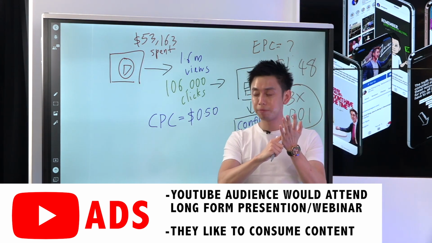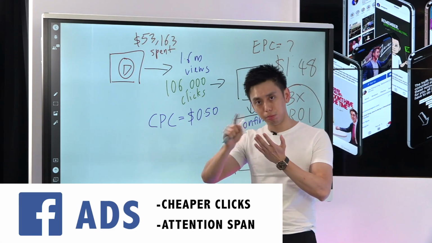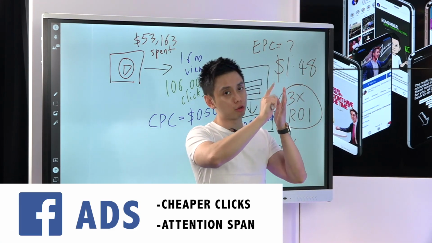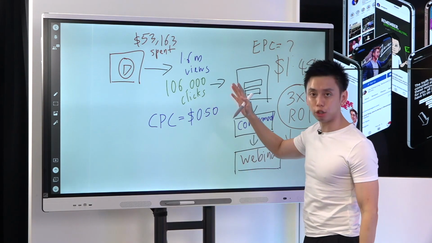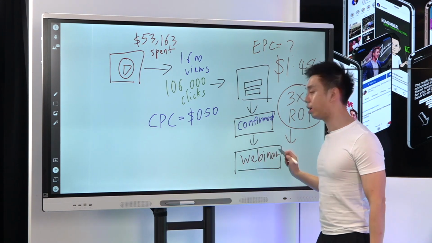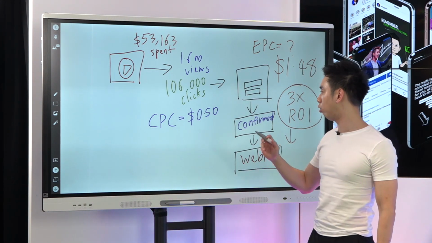Whereas for Facebook, you might get clicks much cheaper. But guess what? They're just scrolling. Their attention span isn't necessarily like YouTube. For them to give you their time, 75 minutes, 90 minutes, is a whole lot less likely.